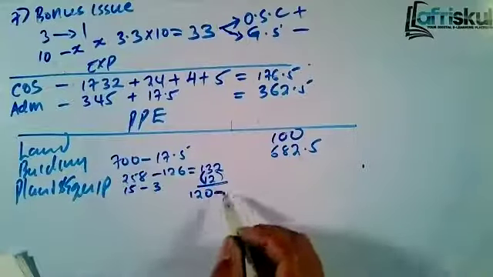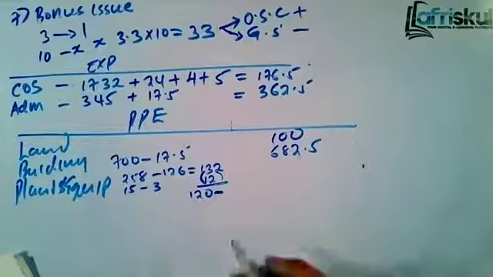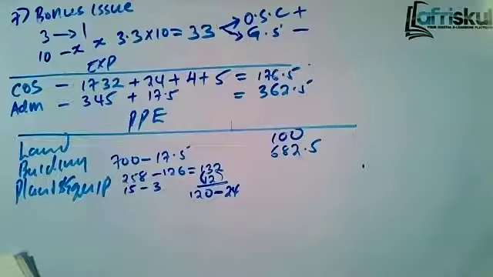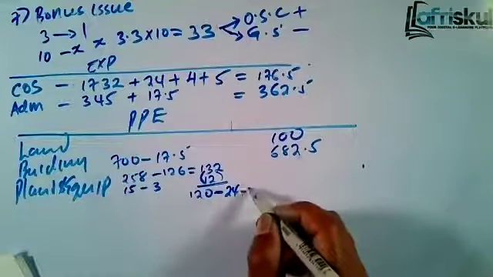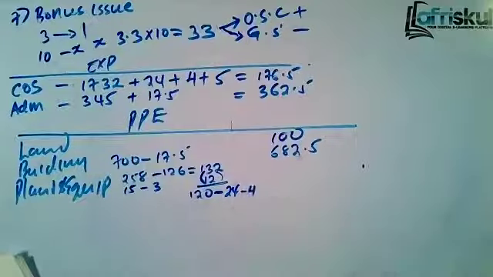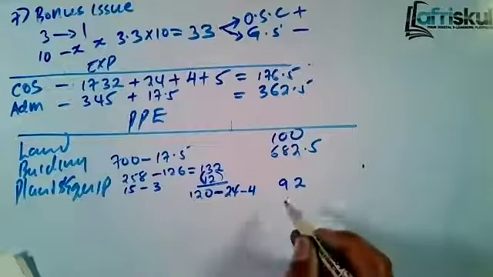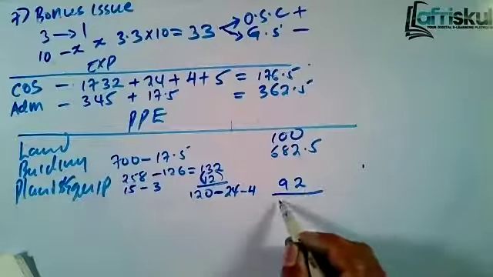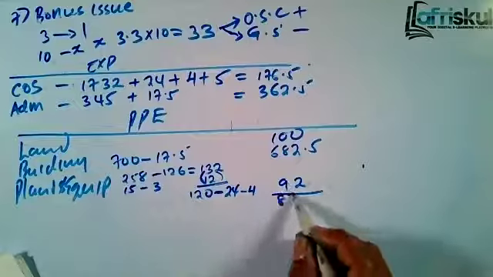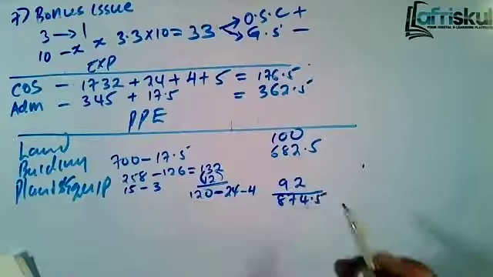Then it can depreciate. Now you have depreciation for the year, which was 24, and then it was impaired by 4. So you take 120, you deduct depreciation of 24, you deduct also impairment of 4, and you get 92. So with that, the total you get is 874.5.